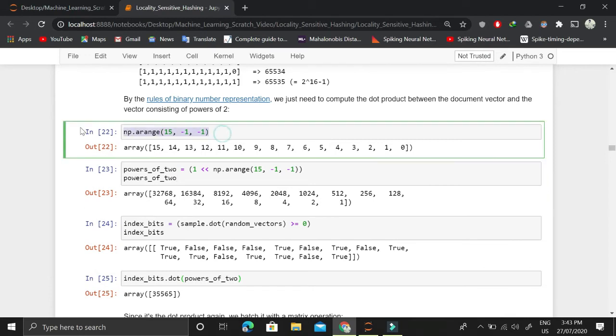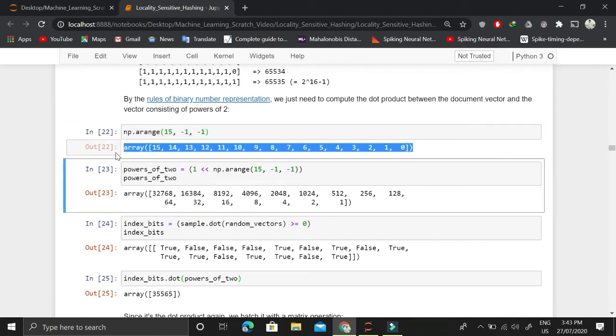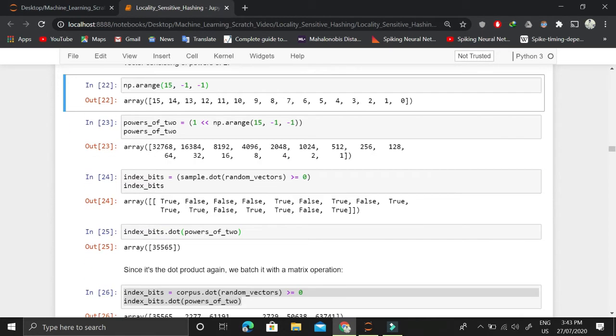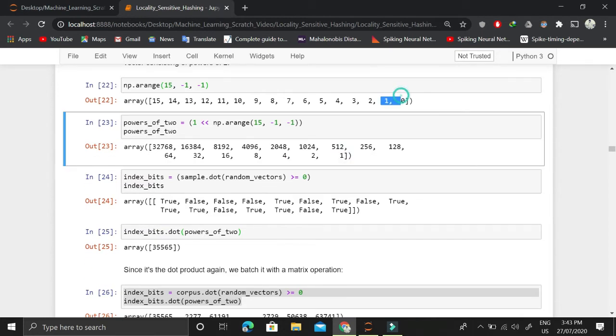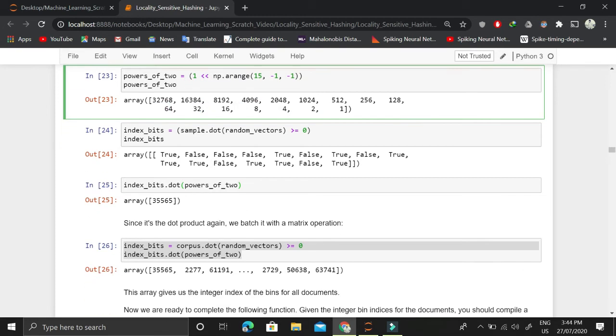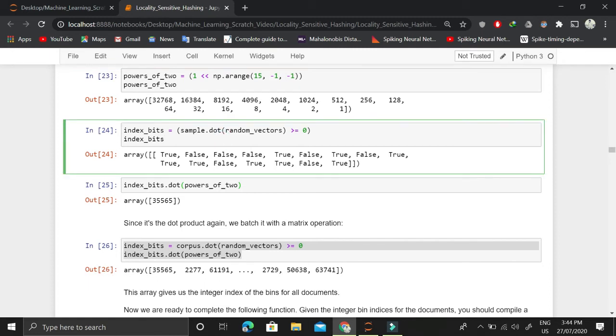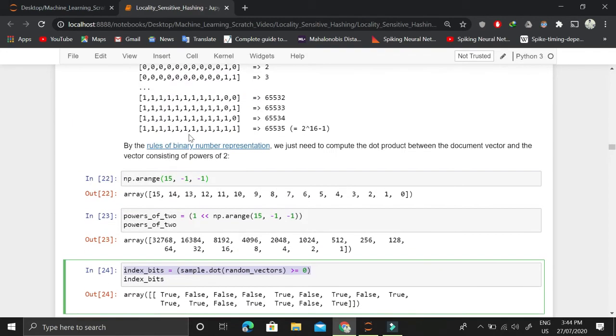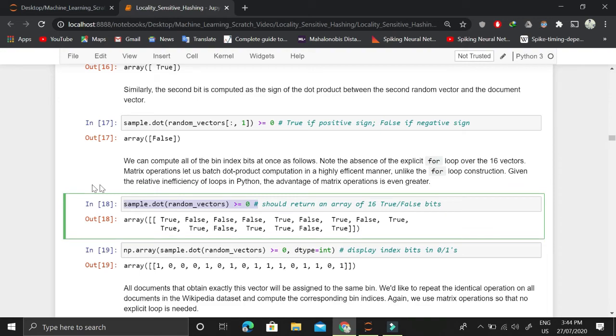We will create this numpy single dimensional array. So these are different numbers that we have generated. Once we have generated these numbers, we calculate the power of 2 for each of them. So 2 power 1, 2 power 2, 2 power 3, 2 power 4, 5, 6, and this is done with this left shift operation. Then we take a dot product between this sample and these random vectors. As I have already explained, this line is just a repetition of that line.